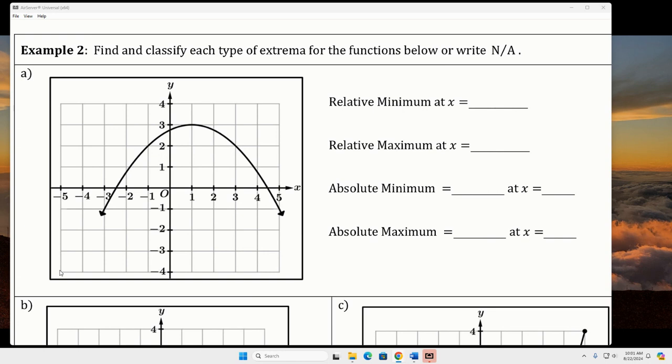Okay, so we have this polynomial function. What do you guys think about relative minimum? Is there a relative minimum? No. What about relative maximum? Yeah, it's when x is 1. And about absolute minimum? None. If there is no relative minimum, there's not going to be an absolute minimum. All right, what about absolute maximum? Good. Nice job. All right, so you guys try B and C on your own.